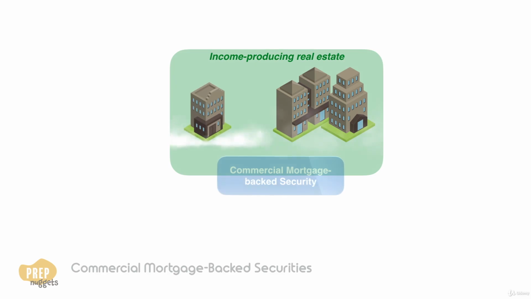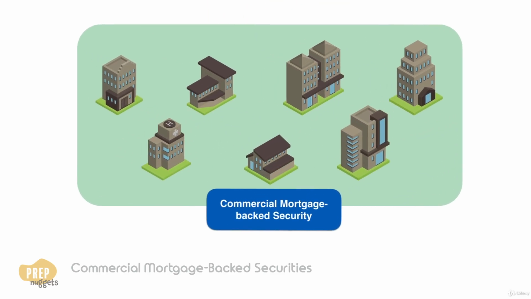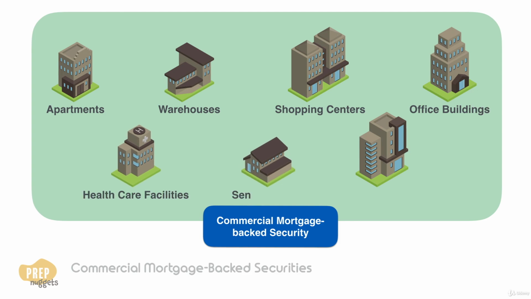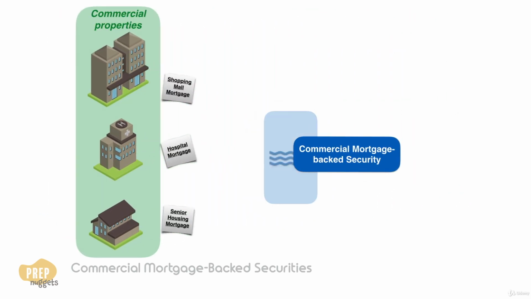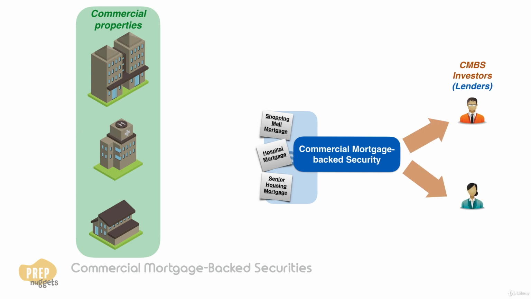Commercial mortgage-backed securities are backed by income-producing real estate. They're typically in the form of multifamily apartments, warehouses, shopping centres, office buildings, healthcare facilities, senior housing, and hotels. Like residential MBS, several commercial mortgages are pooled together and securitized as commercial MBS to be sold to investors. The CMBS investors act as lenders in this case.